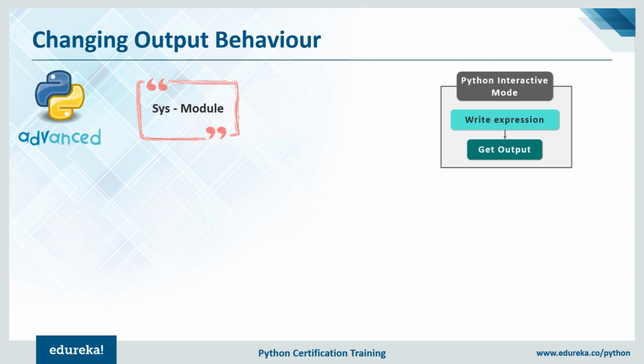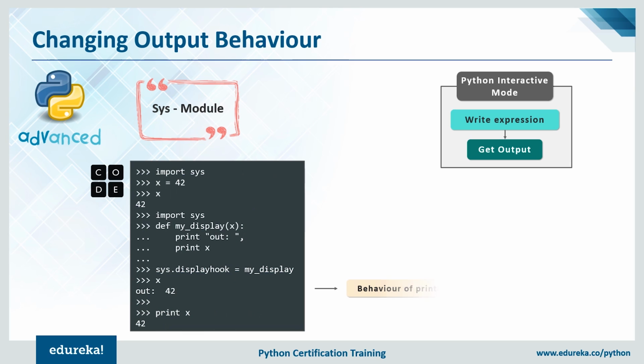Well, let me just repeat that for you guys. So basically we have the interpreter which prints interactively entered expressions, right? So we'll need to rebind the sys.displayhook to a callable object. We will demonstrate this in the following interactive example. Check it out. We can see from this example that the standard behavior of the print function will not be changed. So importing sys, we are assigning a value to x, so x equal to 42. Again, we're defining my_display and we're printing out and again printing x. Here we're using the display hook, right? So sys.displayhook is equal to my_display, and then x. The print function remains the same, as you can check it out, right? So this is how we can change the output behavior, but without changing the behavior of the function.